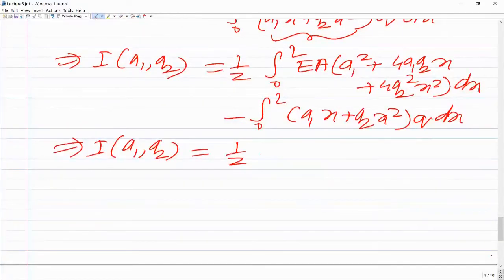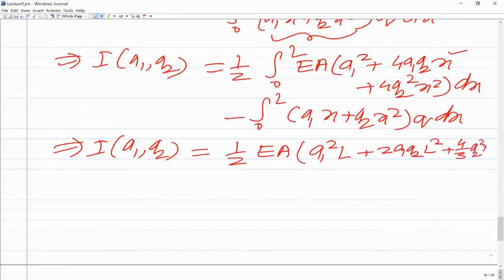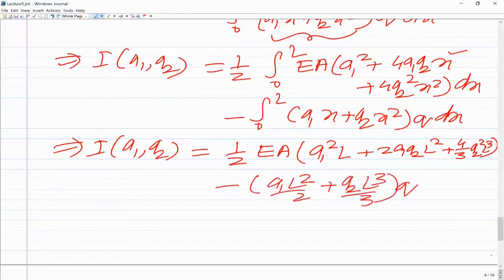EA is constant, we are taking constant length, so half EA will be there, and then the first term would give you a1 square into L, and the second term, I know the integration of that is going to be x square by 2, so it would be 2 a1 a2 into L square, and the last term would be 4 by 3 a2 square into L cube. So that's the integration terms there, minus you will have a1 L square by 2 plus a2 L cube by 3 into q. So this is what is going to be your I.